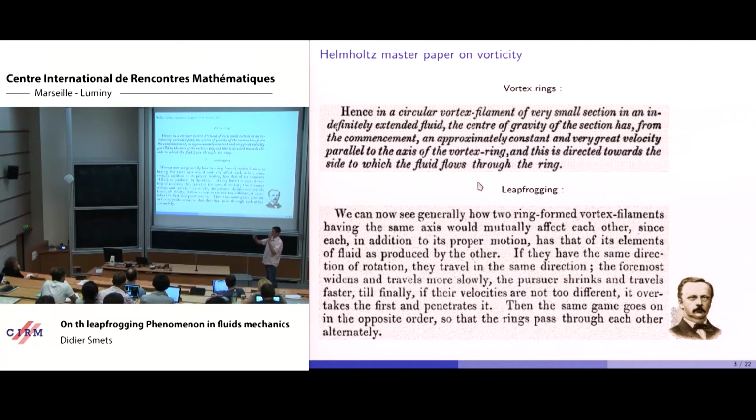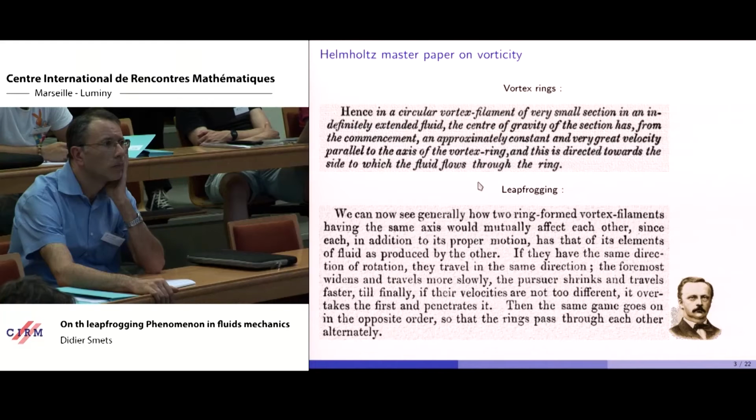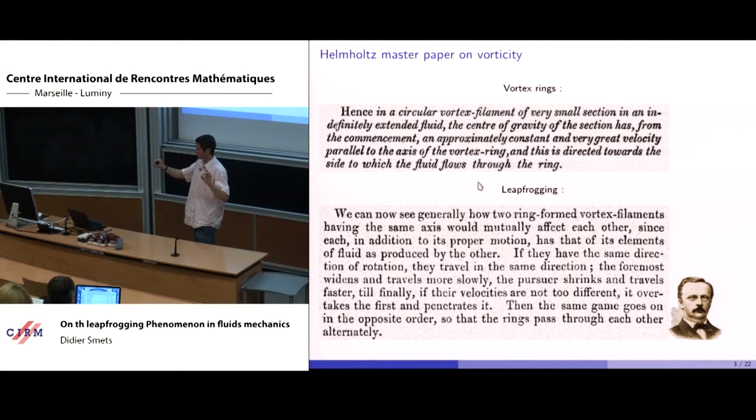So now you take two vortex rings that will both travel in the same direction, and they share the same axis of symmetry. Then there will be an attraction between them. Any of them has its own speed of travel, which corresponds to its shape, to its radius. But then they will interact, and the one who is behind is going to be attracted by the first one, and vice versa. And they will penetrate each other, and then play this leapfrogging motion, which gave the name, in particular, to the title of this talk.